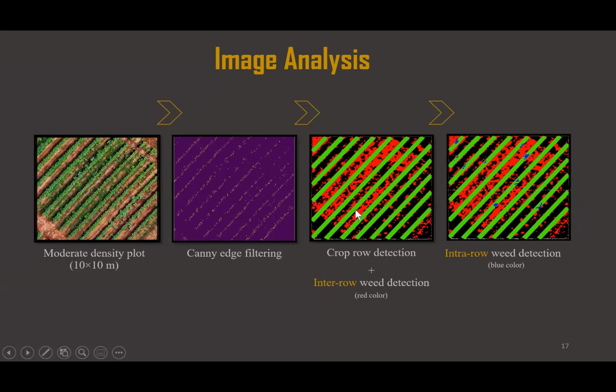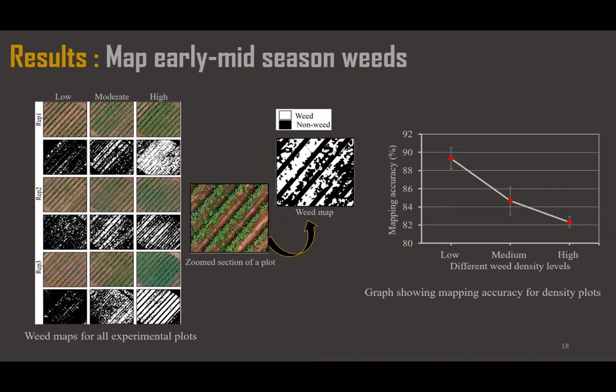And once we detect the crop rows, it was easier for us to assign every vegetation lying outside of the crop row as inter-row weeds. And we also saw some instances of intra-row weed within the row. So for that, we used machine learning algorithm and detected some intra-row weed within the rows, as you can see in the blue color on the 4th figure. And finally, we merged these intra-row weed detection results with inter-row weed detection results to create a final classification map.